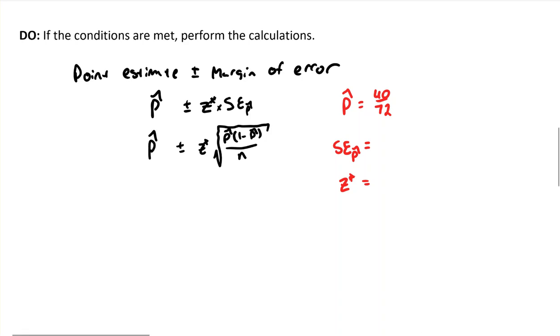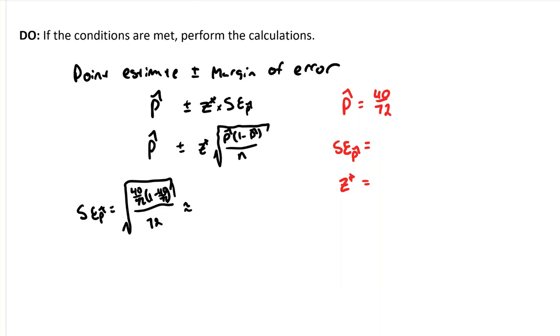So the standard error here, we are going to compute is just the square root of that sample proportion, 40 over 72 times 1 minus 40 over 72, all divided by our sample size of 72 here. You can plug this into your calculator and we can get a good estimate of our standard error as 0.059. So I'm just going to write that over here, 0.059. So now I have my standard error.